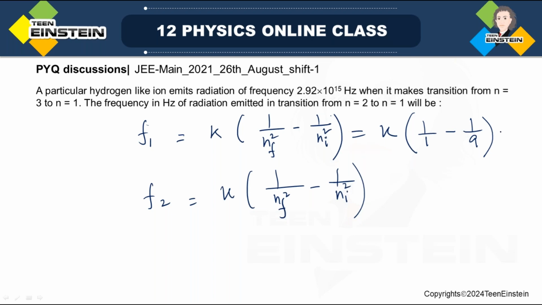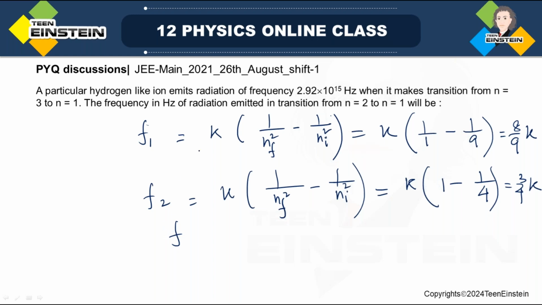So what you get here is 9 minus 1, so 8 by 9k. Okay, so for this case, what you get is k into final minus initial. Final is again 1, and here initial is 4, so what you get here is 3 by 4 k.